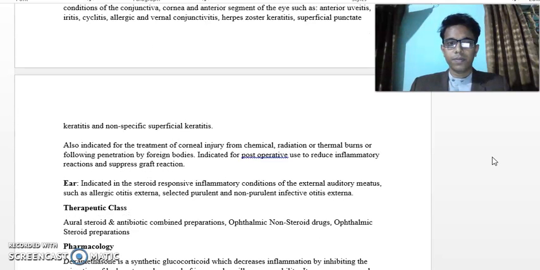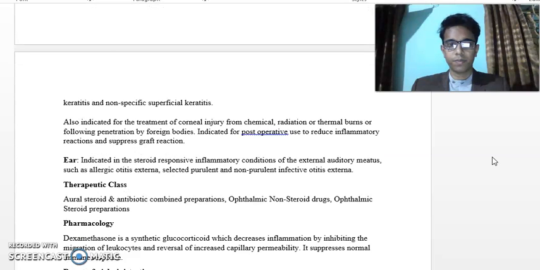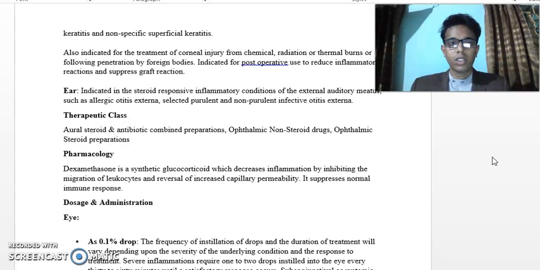Then we see the indications of the ear. Indicated in the steroid-responsive inflammatory conditions of the external auditory meatus, such as allergic otitis externa, selected purulent and non-purulent infective otitis externa. Therapeutic class: oral steroid and antibiotic combined preparations, ophthalmic non-steroid drugs, ophthalmic steroid preparations.